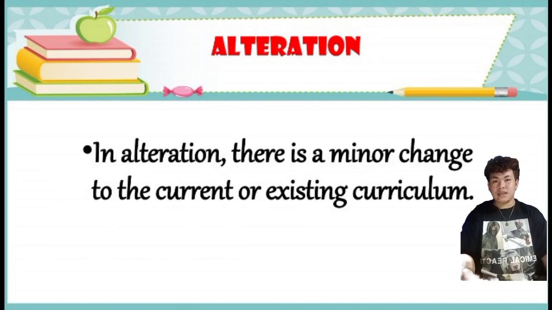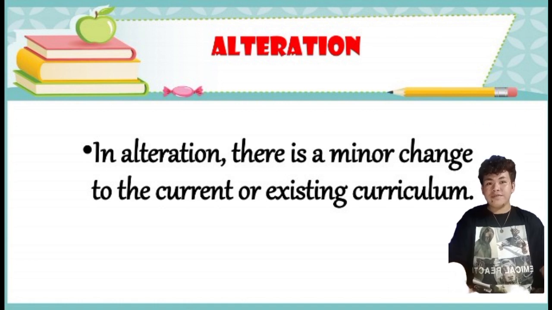Next is alteration. So in alteration, there is a minor change to the current or existing curriculum. For example, instead of using a graphing paper for mathematics teaching, this can be altered by using a graphic calculator.